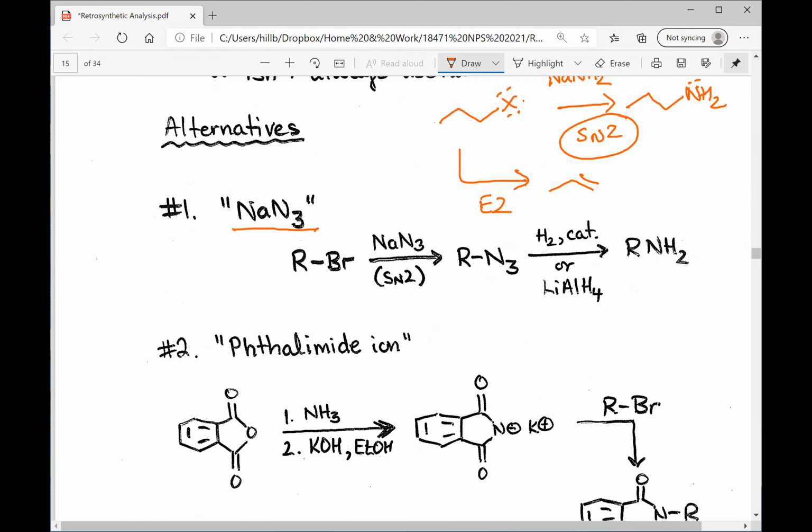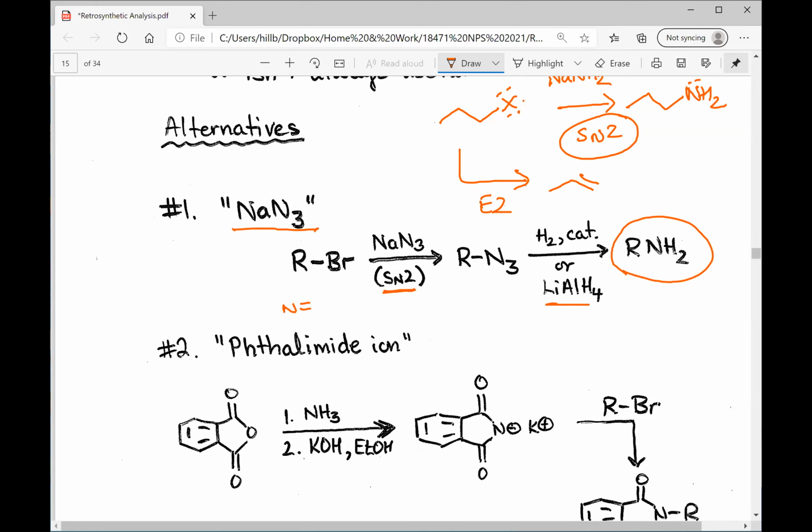One is sodium azide, and azide can be reduced using H2 or sodium or lithium aluminum hydride, and then there'd be an acidic workup with this, and that will generate a primary amine. The limitation here is that this is an SN2 reaction, so it's limited in that sense.